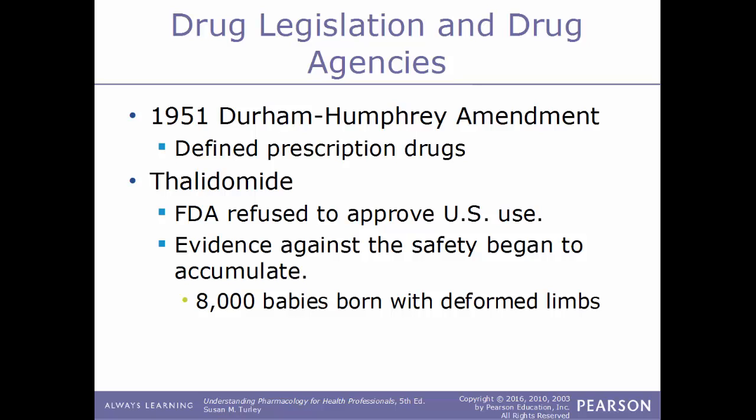The drug thalidomide, the FDA refused to approve this drug for use in the United States. This was still available in the United Kingdom and in parts of Europe and in Canada, but it became clear that there's a very strong link between this drug and birth defects. So there were 8,000 babies that were born with deformed limbs because their mothers took this drug while they were pregnant. So not only would it create some severe birth defects, it also killed several babies.